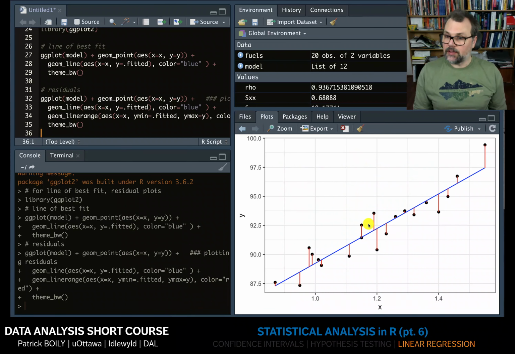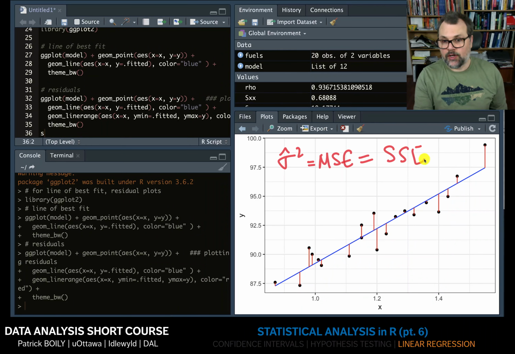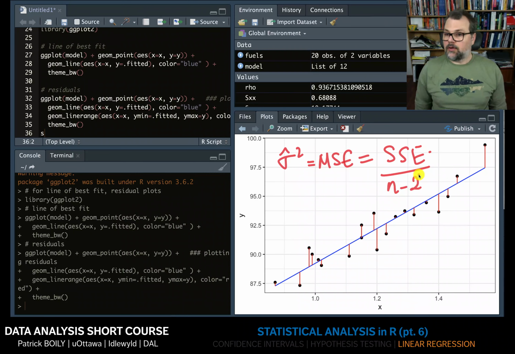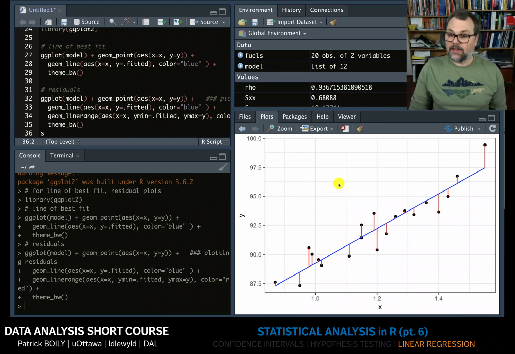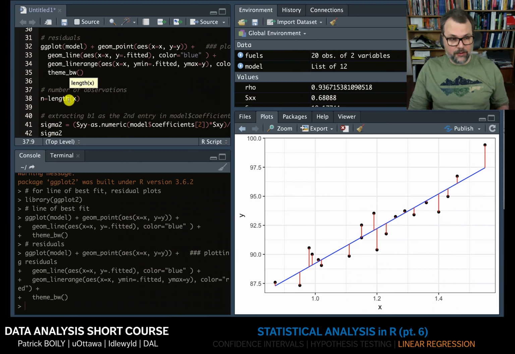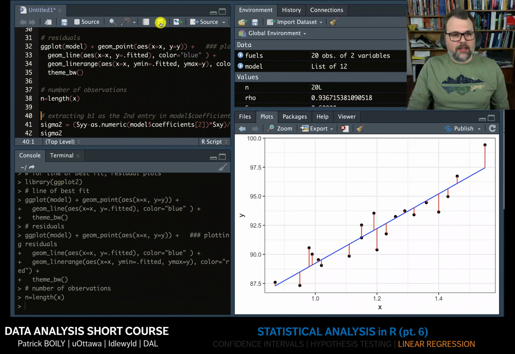We can estimate it using the mean squared error, which is the sum of squared errors divided by degrees of freedom n minus 2. We've given you a formula for that. You can find it in the notebook: SYY minus B1, the point estimate for the slope, times SXY, divided by n minus 2. Let's actually compute it. We need the value of n. We know it's 20, but let's set it up this way so that if you had a different data frame, you'd also be able to compute it directly. And then I'm just going to implement the formula that I've given you here.